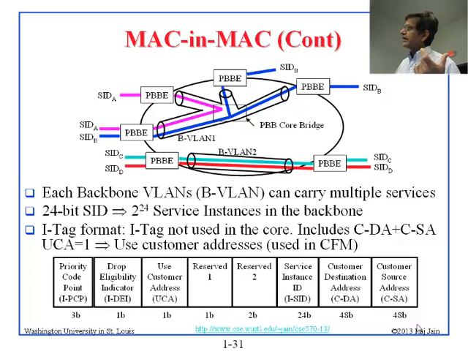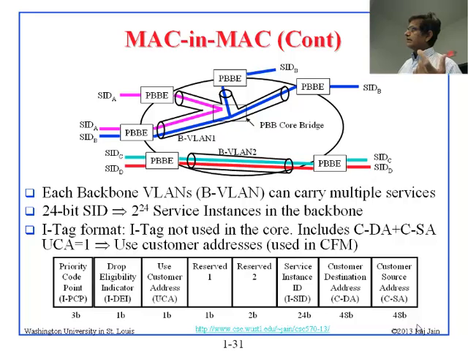The first 3 bits are priority, and 1 bit is DEI. This is how it was in the case of VLANs too. We had 3 bits of priority and 1 bit of CFI or DEI. Then they added these more bits, and they didn't know what to do with these 3 bits, so they are reserved. But there is 1 bit which says use customer address.